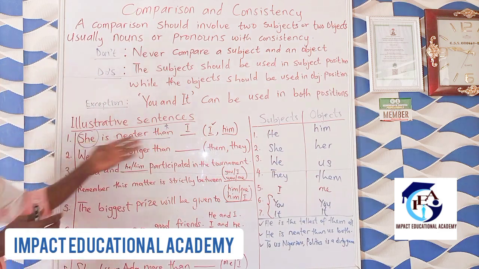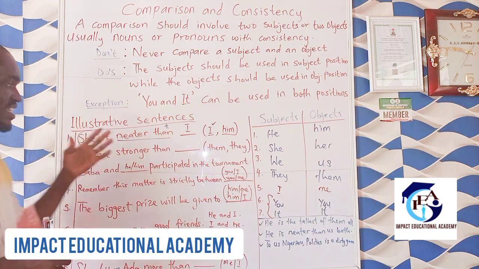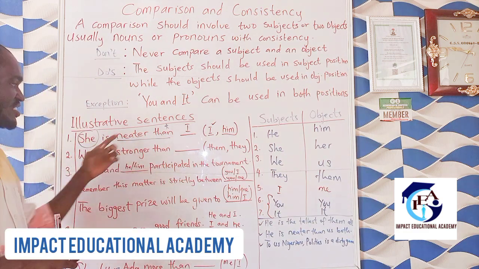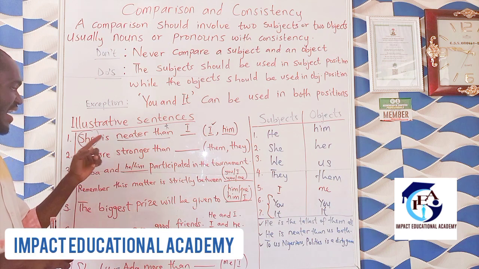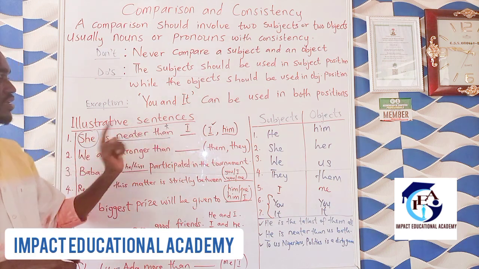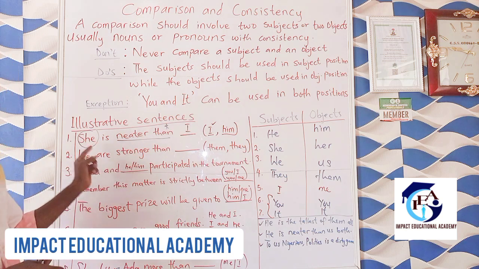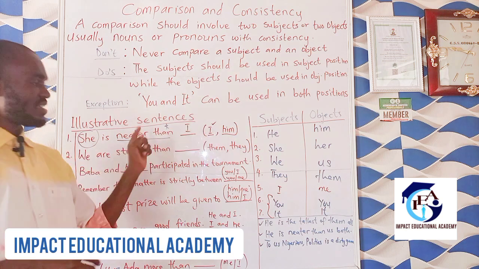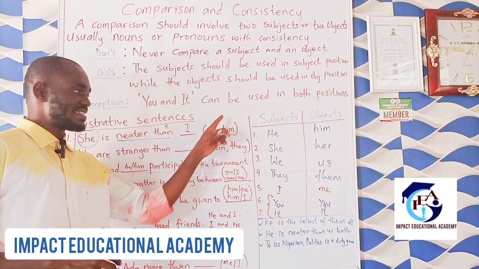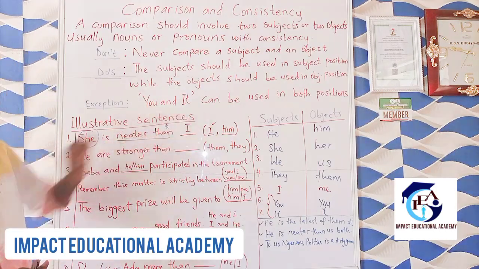And then, what is the meaning of this sentence? The sentence actually means she is neat, I am neat, but she is neater than I am. So we cannot say she is neat, him is neat. No, him does not start a sentence. That is why we are correct here.